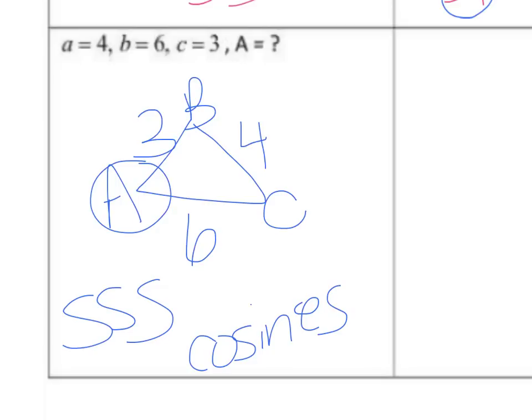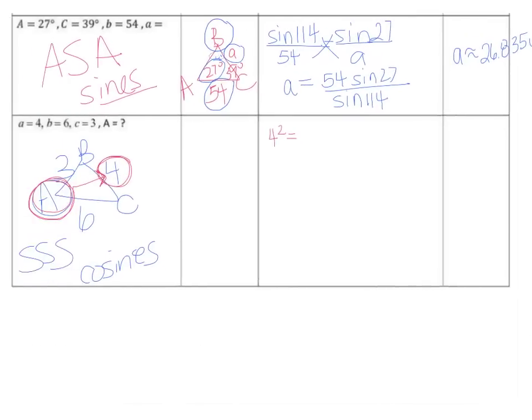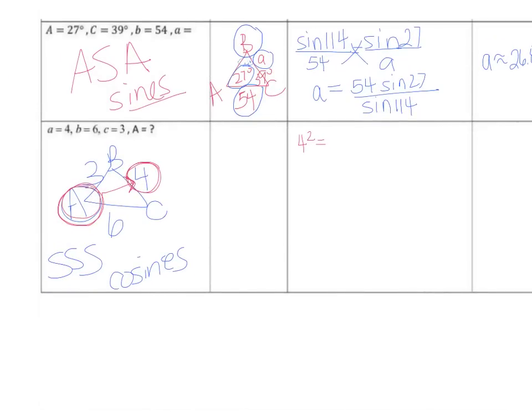Okay, so since I want to find angle A, this is the angle I want to find, I'm going to start out law of cosines with the side directly opposite, so that's 4. So my equation is going to start out with the 4. So it's going to be 4 squared equals, then you're going to use your other two sides, which are 3 and 6. So that's going to be 3 squared plus 6 squared minus 2 times 3 times 6 times the cosine of angle A, which is what you're trying to find.